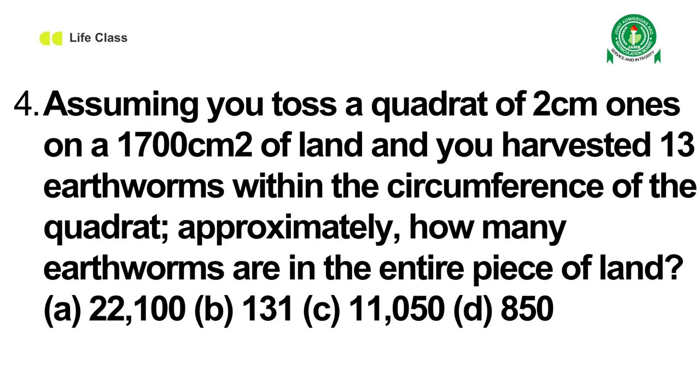This particular question has to do with ecological management. It says, assuming you toss a quadrat of 2 cm once on a 1700 cm square of land and harvested 13 earthworms within the circumference of the quadrat, there are approximately how many earthworms in the entire piece of land? So this question is very simple. All you need to do is to know the exact amount of earthworms you harvested in a quadrat, and they've given us here, they said it's 13. So if you harvest 13 and you toss once, your answer should be 1700 times 13, which will give you A, which is 22,100.